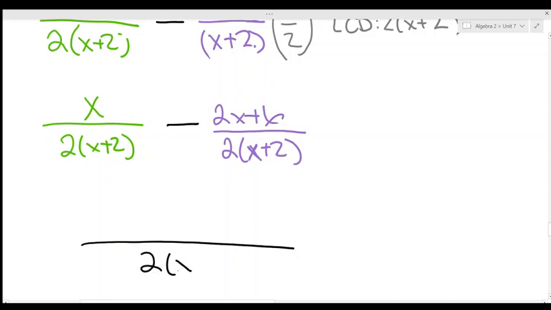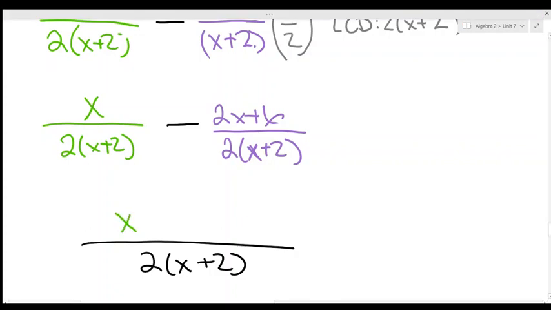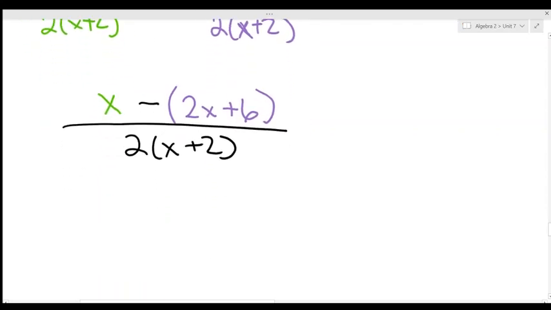So we have 2 times x plus 2. Up top, we have that x. Then we have that minus sign. Okay, this is where that parentheses stuff is going to be important that I kept saying for when we were adding. Then we have 2x plus 6. So when I distribute this minus sign inside of my parentheses, it flips all the signs. So now what I have is x minus 2x minus 6.